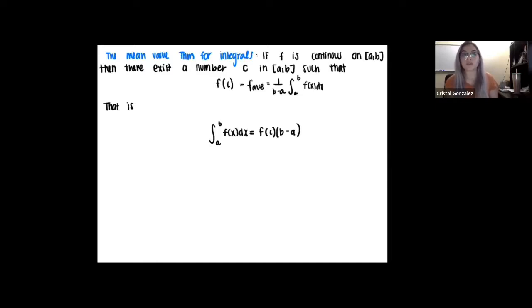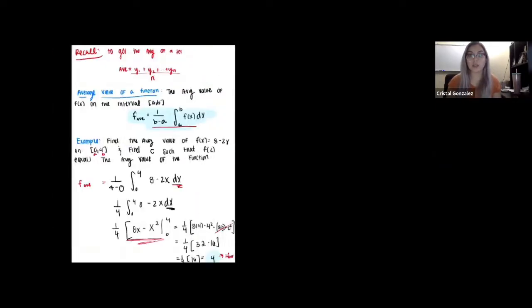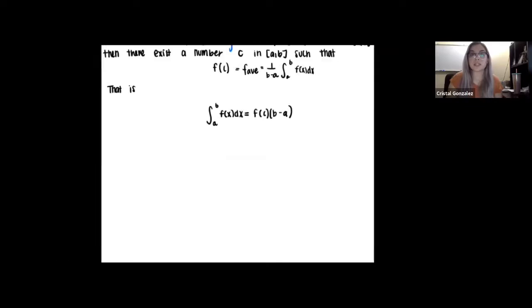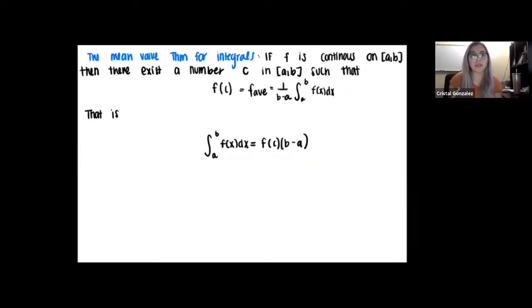Because the mean value theorem for integrals is just an extension of that average value theorem that we did earlier. So the mean value theorem says that if f is a continuous function on [a, b], then there exists a number c in [a, b] such that f of c is equal to the average value, which is basically what we did earlier, but now we can use it this way.